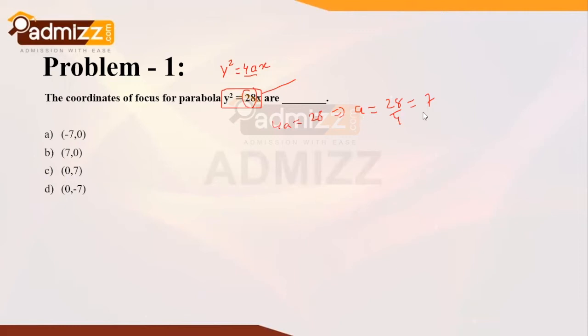You have obtained this a value. Very good, very good. Yes, definitely. So the coordinates of focus are (a, 0). And if you observe, this a value we found out to be 7. So our final answer turns out to be (7, 0), which is option B.